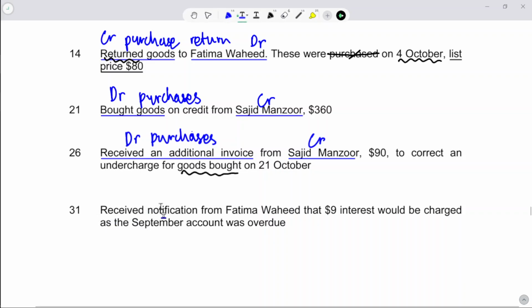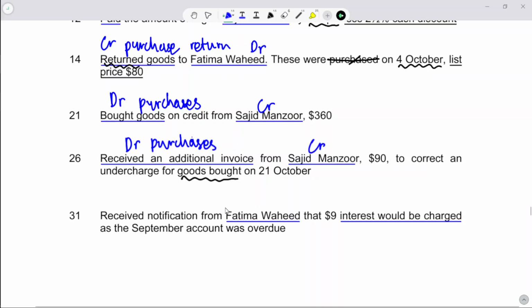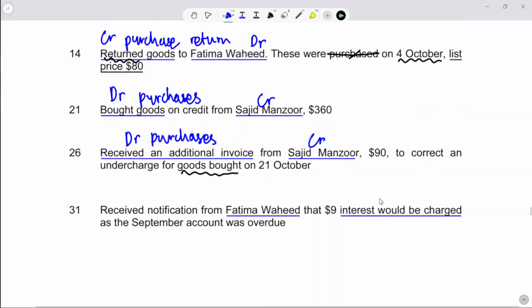This one draw two line. Let's see this one. What is the interest? Is it income or expense?